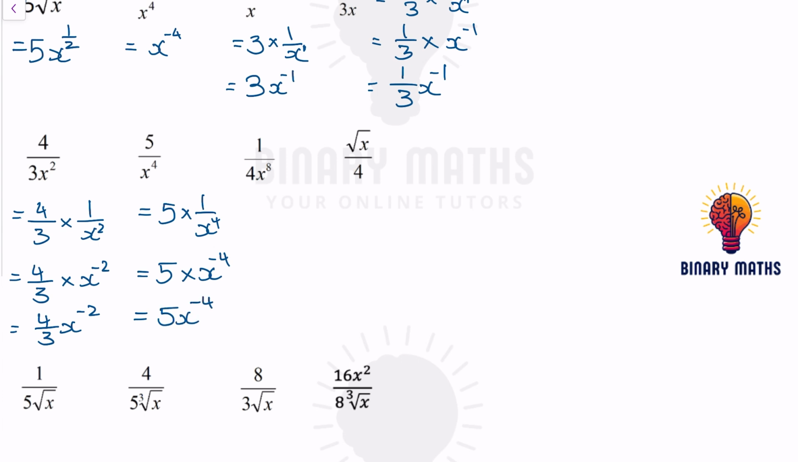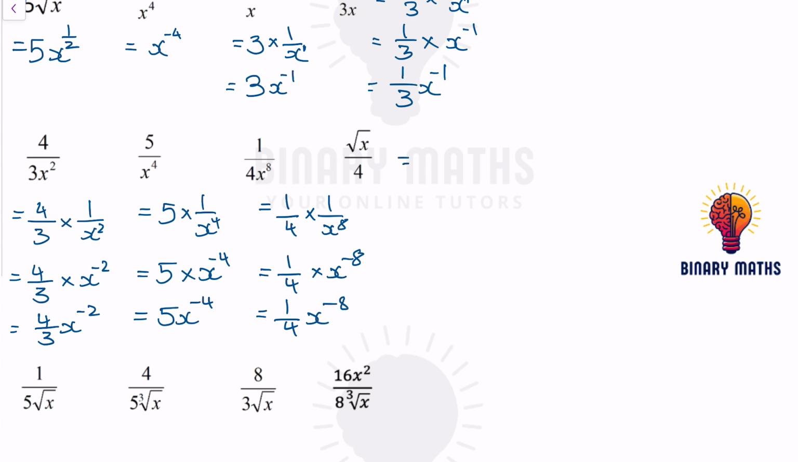Okay, 1 over 4x to the power of 8 can be separated into a quarter times 1 over x to the power of 8, which can be rewritten as a quarter times x to the negative 8, as x to the power of 8 is in the denominator, which simplifies to a quarter x to the negative 8.